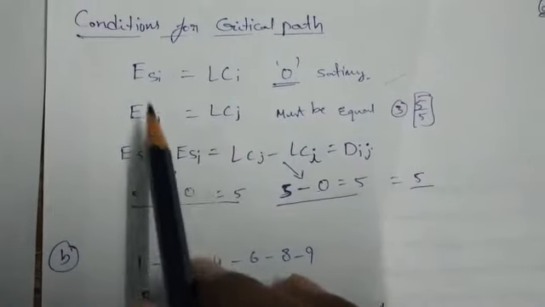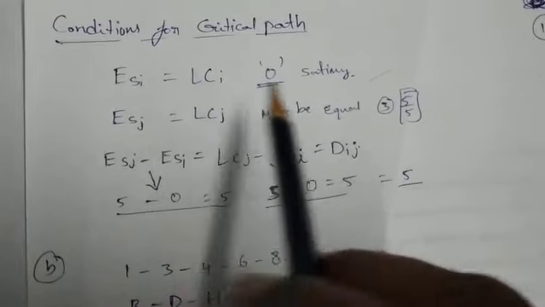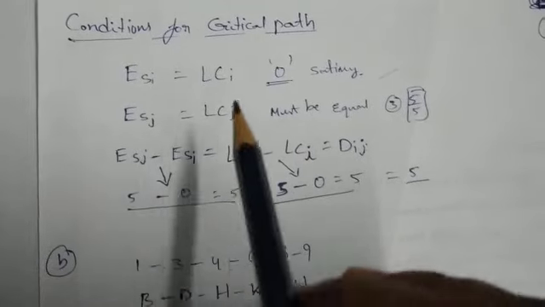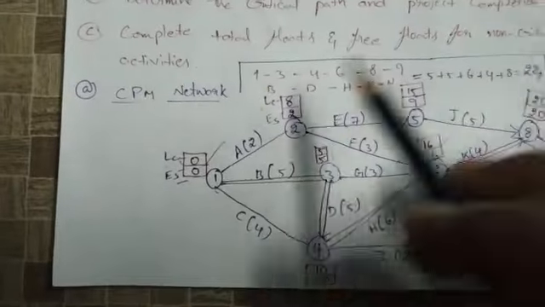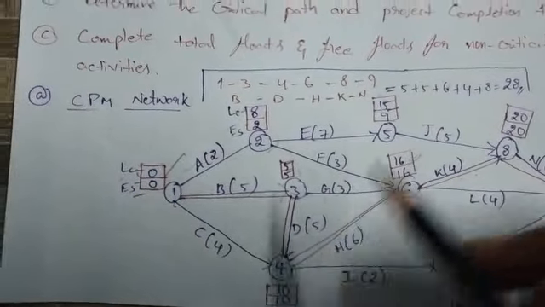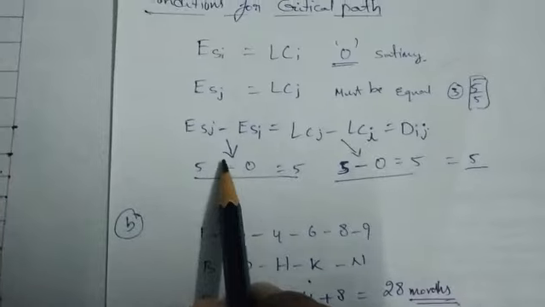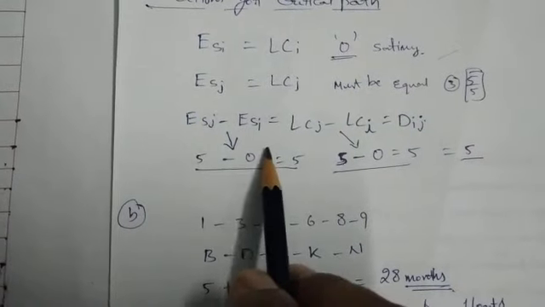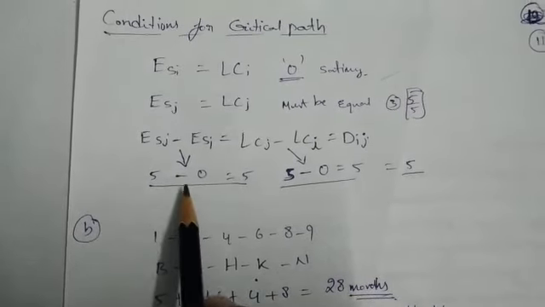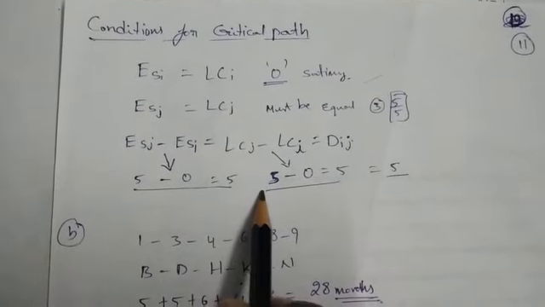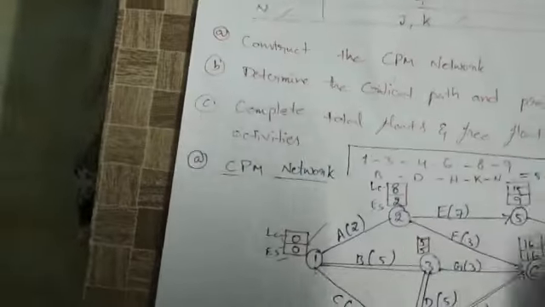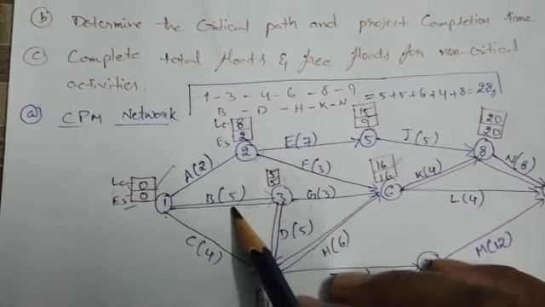And next, the second condition is ESj equals LCj, they must be equal. So earliest start time and latest completion time must be equal. For each node, whichever node has the same equal values is on the critical path. So here check it once: ESj minus ESi equals LCj minus LCi equals Dij. So every condition will be satisfied. 5 minus 0 is 5, 5 minus 0 is 5, and the Dij value is also 5. So the third condition is also satisfied.